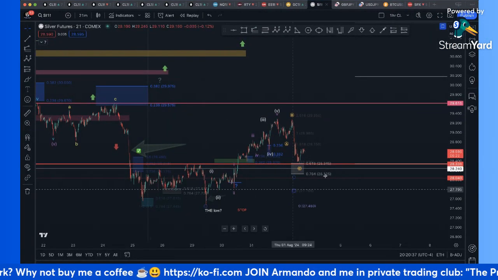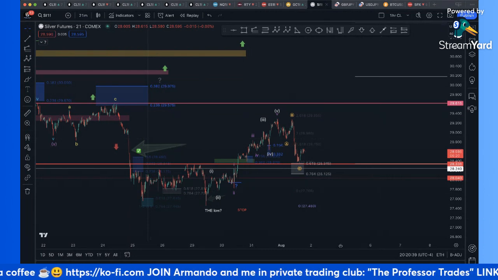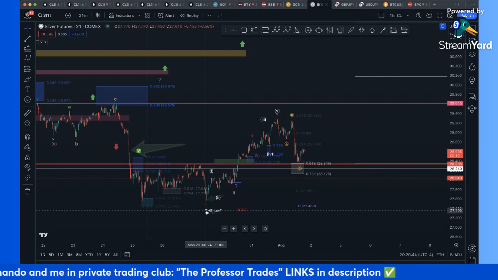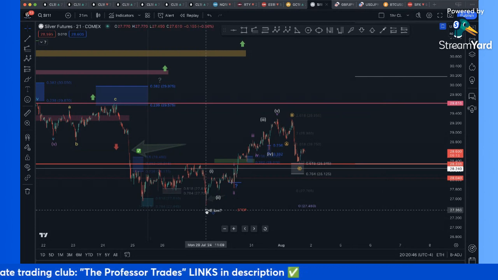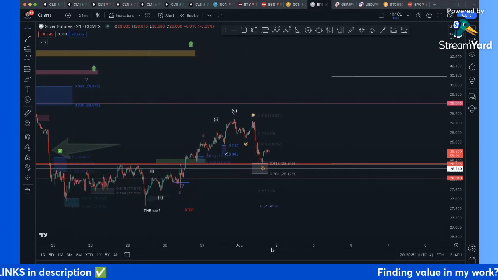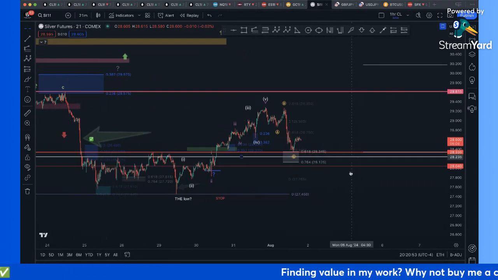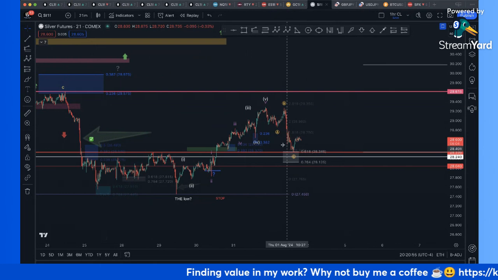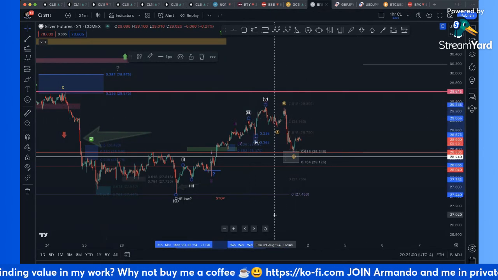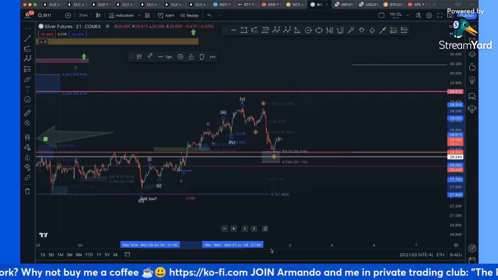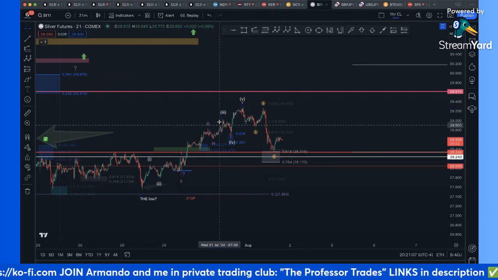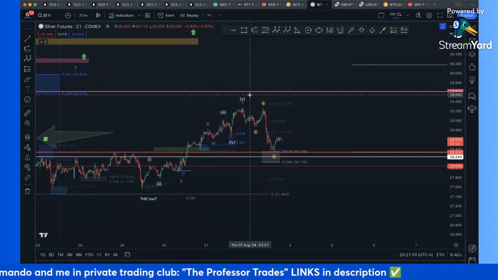All right, so taking a look here, we are on a 21-minute chart. We are considering the last low from Monday, July 29th, earlier this week. Was that the low? What we want to see to confirm the low is a 5-wave move up off of that low. And honestly, this wasn't ideal, although it's pretty good. We got a 1, 2, 3, 4, 5.